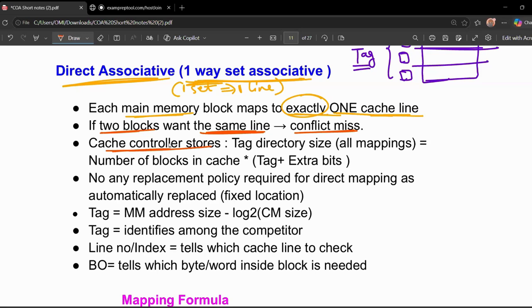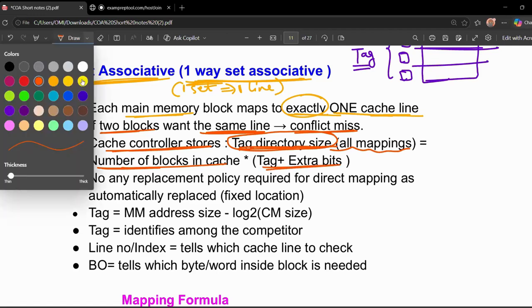The cache controller stores the tag. So what the cache controller will store is the tag directory, for all the mappings. And what is the tag directory? The number of blocks in the cache, times the tag plus extra bits.